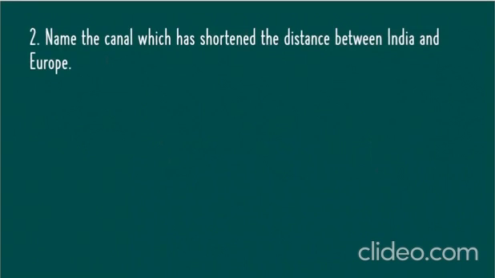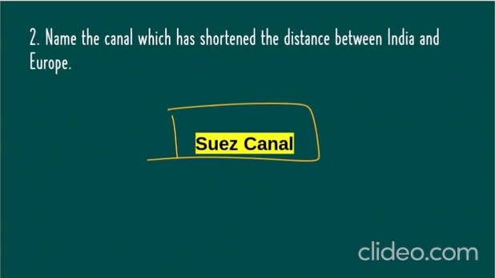Next, name the canal which has shortened the distance between India and Europe. So basically, in previous historical times, the distance to go from India to Europe was quite large, and it would be too difficult for trade purposes. Then we introduced a canal known as the Suez Canal. The Suez Canal was built, reducing the distance between India and Europe so that easy travel can be possible.